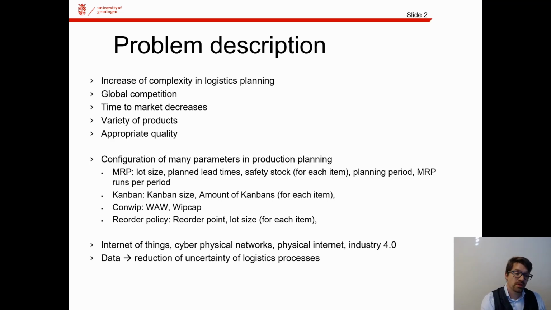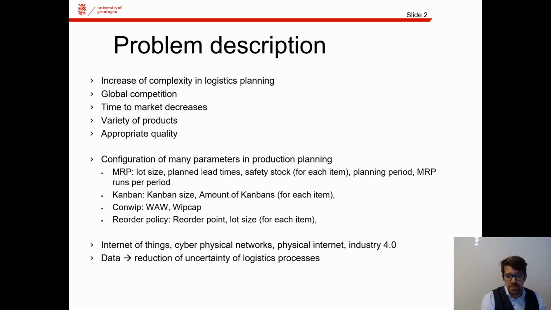Conwip has as parameter the work ahead window and the WIP cap. And finally, the reorder policy has as parameter the reorder point and the lot size. Those 2 parameters are to be defined for each material item as well.